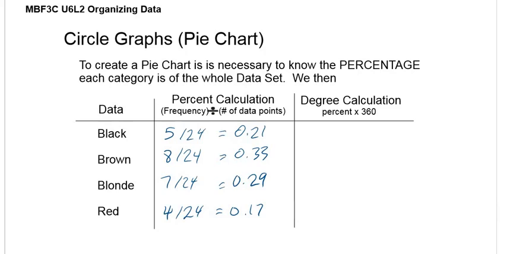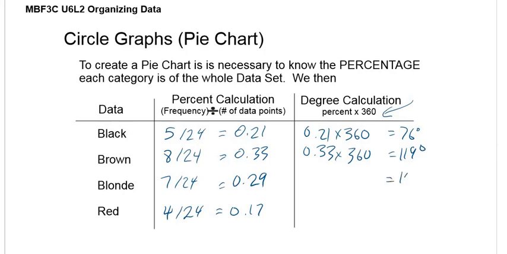The next step, because we have 360 degrees in a circle, we're going to multiply those percentages by 360. So we're going to take that 0.21 from the first one, we're going to multiply by 360. And that's going to be 76 degrees. Next, we're going to take 0.33 and multiply by 360. It's going to be 119 degrees. Do the same thing for the other 2, and that's going to be 104 degrees and 61 degrees. And if you did that correctly, those should add up to 360 degrees, just like those add up to 1.